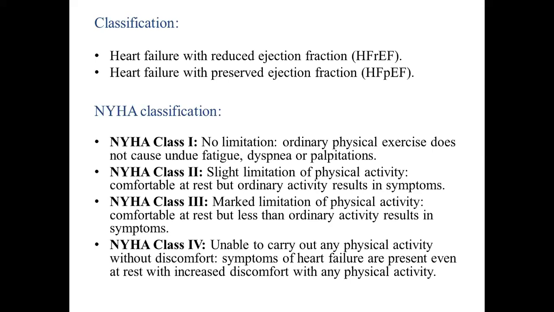So the European guidelines, the European Society of Cardiology, have three types of heart failure. Number one, heart failure with reduced ejection fraction, here the ejection fraction is 40% or less. Number two, they have heart failure with mildly reduced ejection fraction, and here the ejection fraction is between 41 to 49%. And then they have the third category, which is heart failure with preserved ejection fraction, which is ejection fraction 50% or more. So this is the modern classification of heart failure.